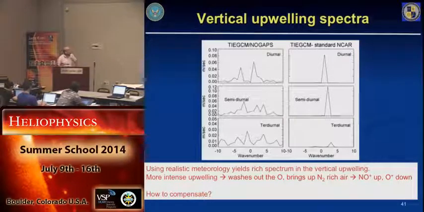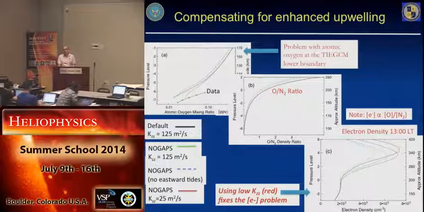So you see that the vertical wind spectrum from the realistic case is a very rich spectrum. There's a lot more going on. We have just greater upwelling. So KZZ aside, we have something else going on that's pulling molecular rich air up into the thermosphere and flushing the atomic oxygen out. So you can't use the same KZZ because now we're resolving more with the realistic weather model, okay? And so to compensate, we have to change the KZZ and we have to lower it, all right?